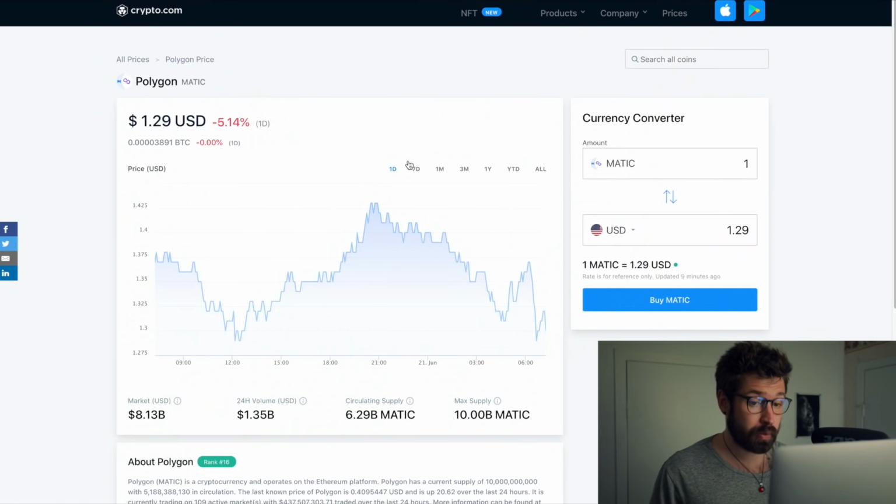We're going to go over our friend Polygon, currently sitting at $1.29. We did come down to that price target that we talked about in yesterday's Polygon video, so we're going to get into that. We're going to go over the analysis for Polygon, Ethereum, and a little bit of Bitcoin as well, guys. So let's hop into it.